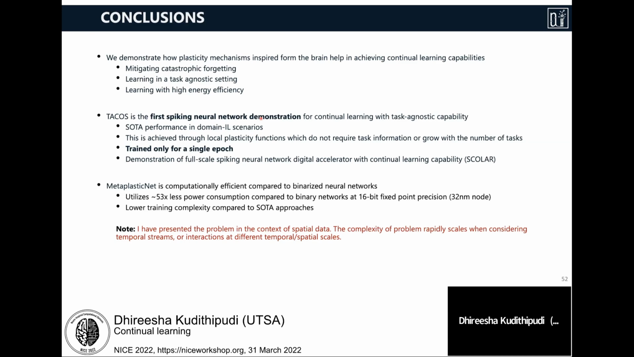And in general, what I have presented today, the problem is in the context of spatial data, and the complexity grows significantly when you're thinking of temporal data streams. And even in mainstream machine learning, this is quite a big challenge right now, how to process these temporal streams and achieve continual learning.